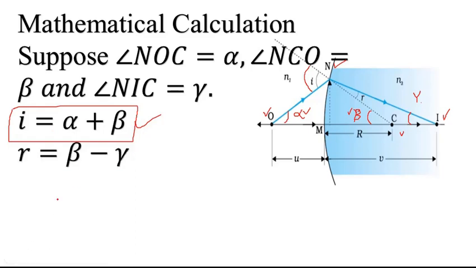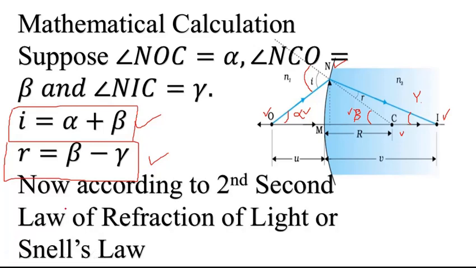Similarly, here, if we consider the triangle NIC, then beta is the exterior angle and R and gamma are the interior opposite angles. After the simple calculation, we get here R equals beta minus gamma. Hope that there is no problem to understand at this step. If you have, write into the comment box. I shall try my level best to clear your doubt.